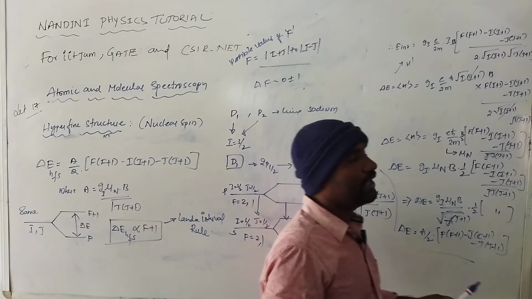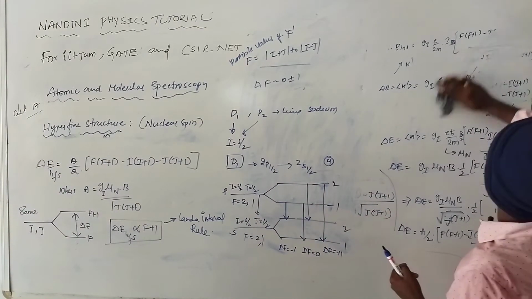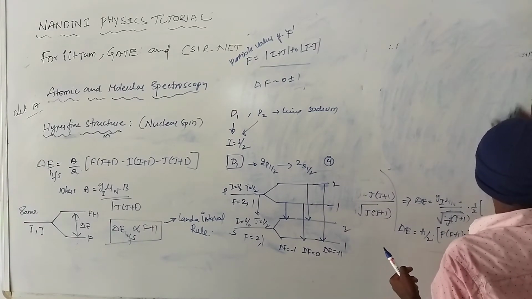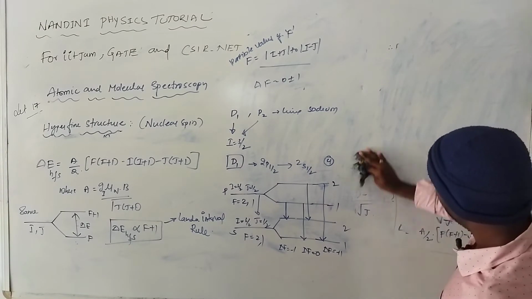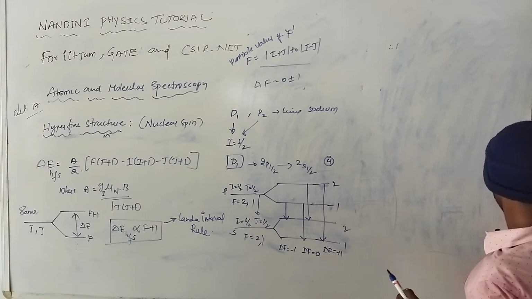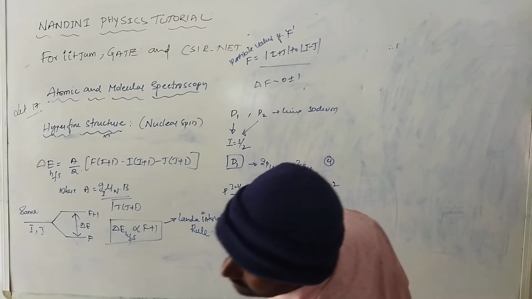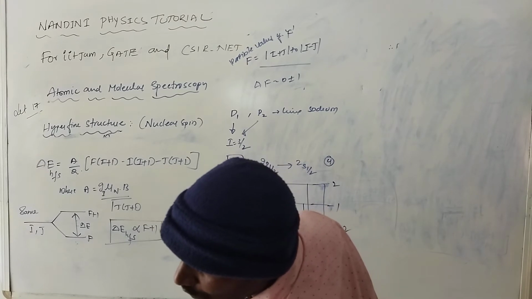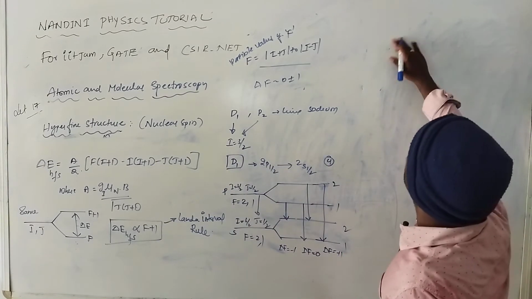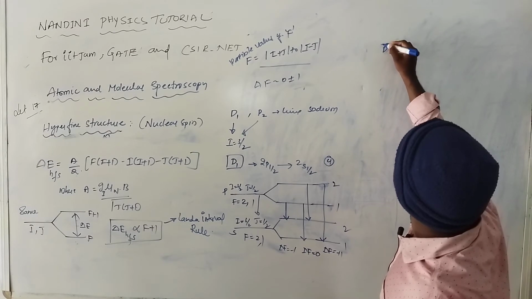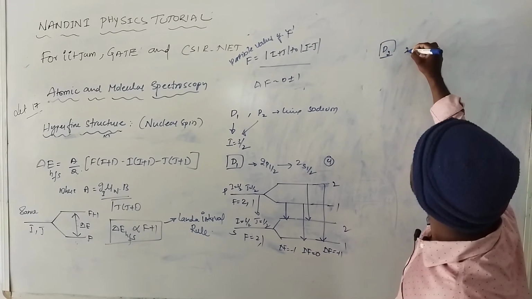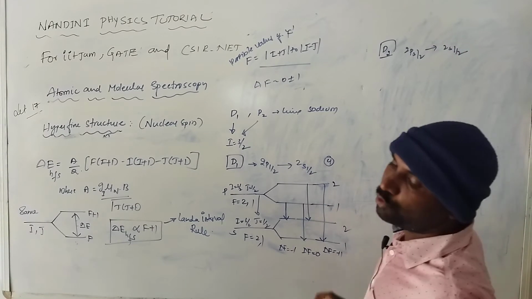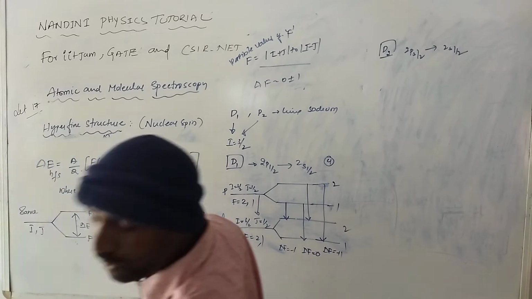Okay. So what about the D2 line? The D2 line for sodium. What is the atomic transition for the D2 line? See, that is nothing but 2p 3 by 2 to 2s 1 by 2. Okay, 2p 3 by 2 to 2s 1 by 2.